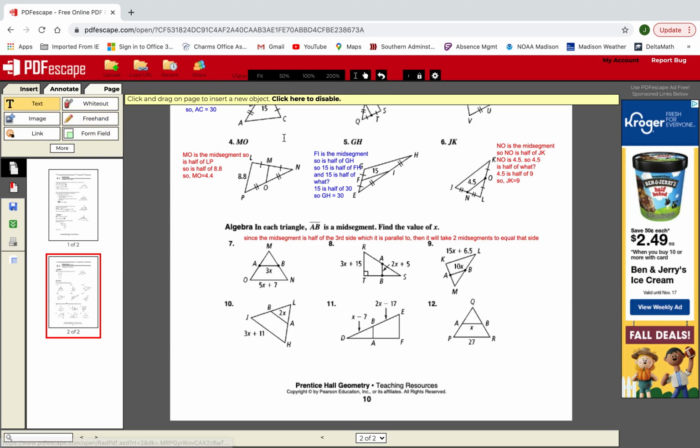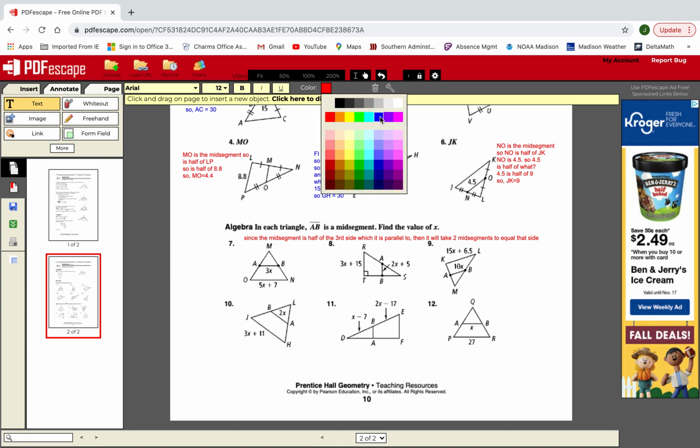I'm going to switch back to blue. All right, so it's going to take 2 midsegments on number 7 here, or 2 3x's. So I'll start off with that. 2 times 3x, that's 2 of the midsegments, equals the side that is parallel to, or 5x plus 7. And then we're just going to simplify and solve this. 2 times 3x is 6x, equals 5x plus 7. And then we just have a 2-step algebra problem here.